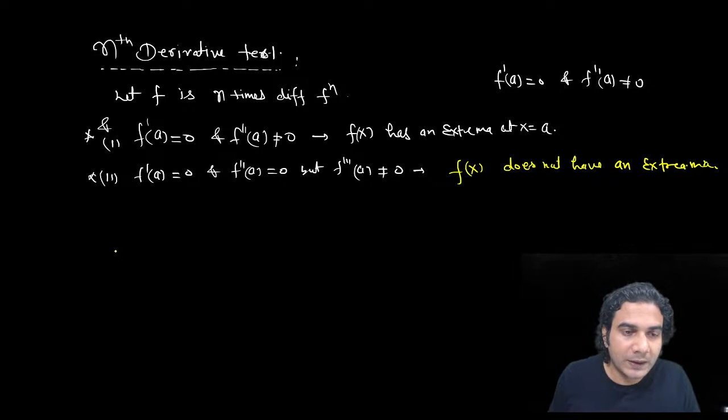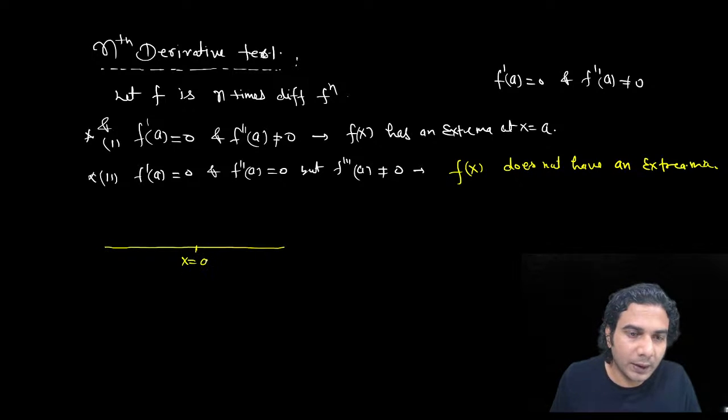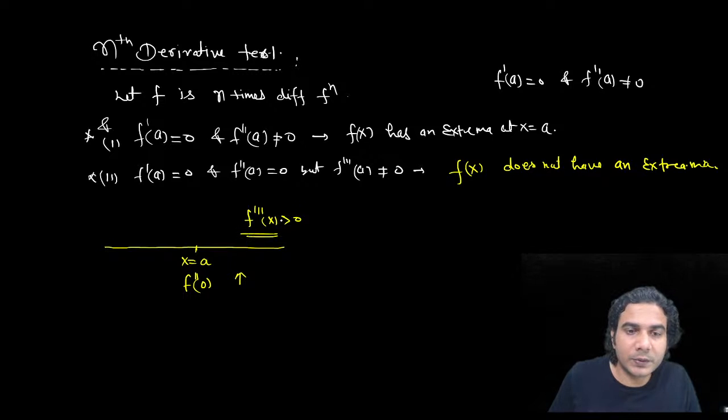Fourth is non-zero. So see, if I plot this number line, this point is x is equal to a, then we know that f triple dash is non-zero. So we'll start with f double dash. f double dash is 0, okay? And f double dash is increasing. Let's say f triple dash is positive, okay?